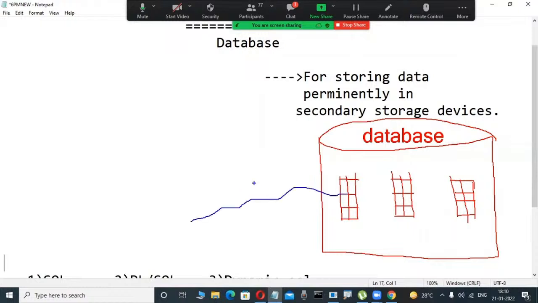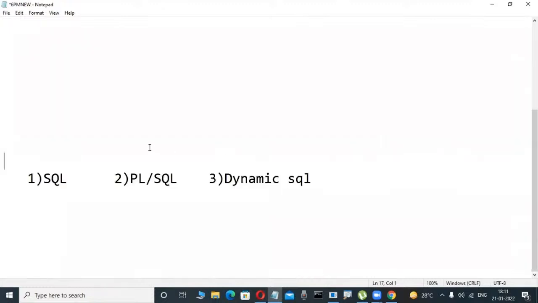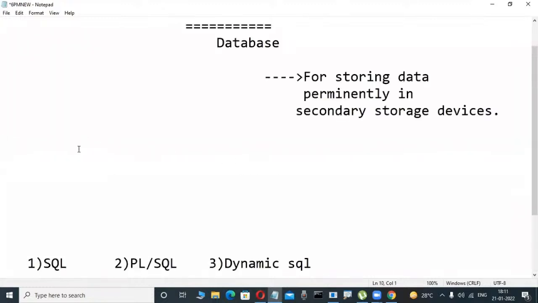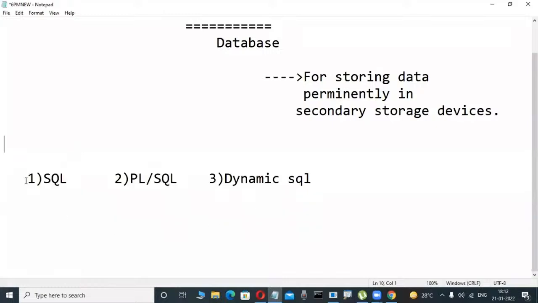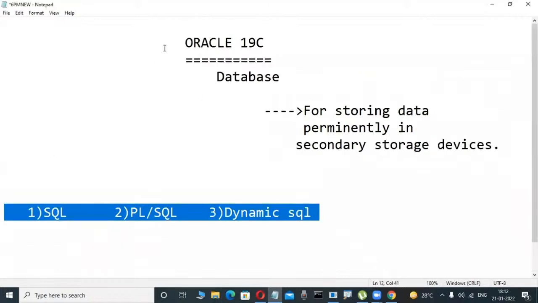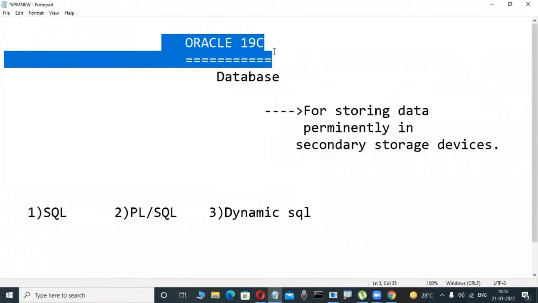We operate on this data using SQL, structured query language. That is what I told you yesterday, just a small thing. If you want to operate this Oracle software, we use SQL, structured query language. Another language is PL/SQL, procedural language extension for SQL. Another language is dynamic SQL. Through these three languages, we operate the Oracle software in your companies.